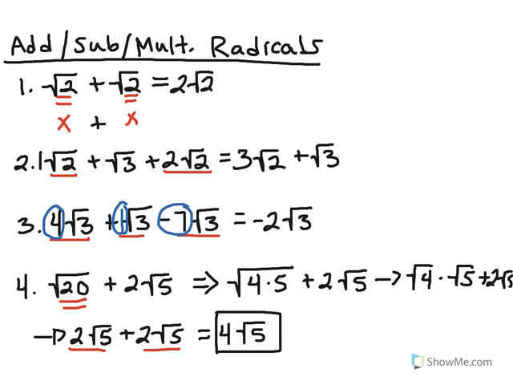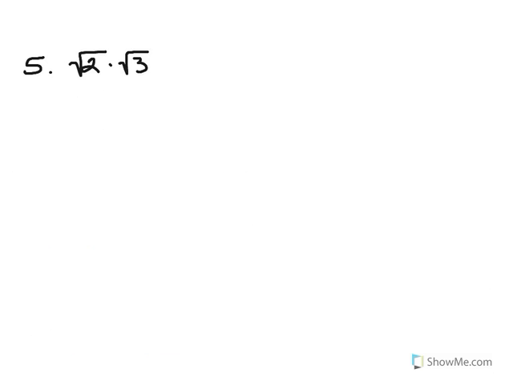Let's move on to multiplying radicals. Multiplying radicals is very, very simple. All we do is multiply whatever is underneath the radicals together. So the square root of 2 times the square root of 3 is going to be the square root of 2 times 3, which is the square root of 6. And that's all there is to that.